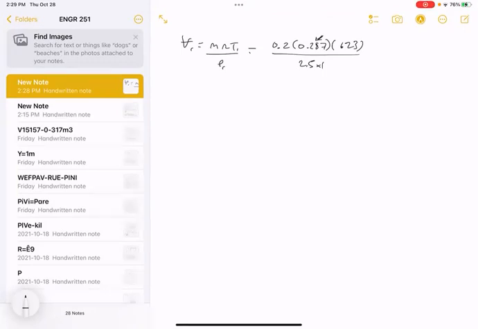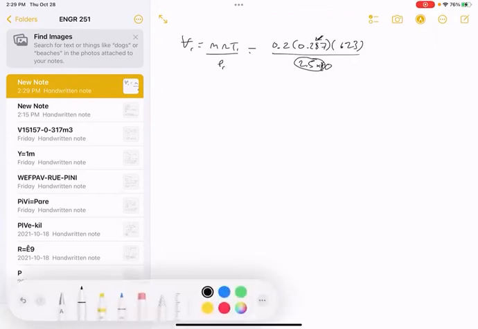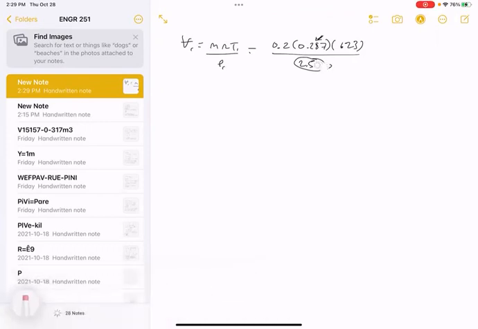Sorry, this was divided by 1,000. This has to be divided by 1,000 as well. So instead of times 10 to the 6, instead of expressing it as pascals, we're going to express it as kilopascals to keep it consistent. So times, that's a bit messy. 10 to the 3 is what we're looking for, though.